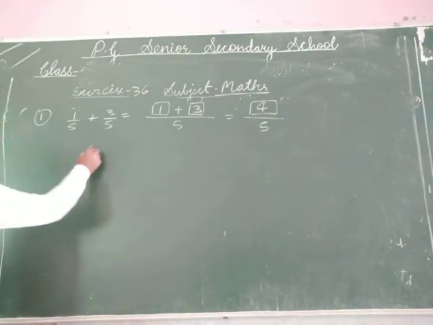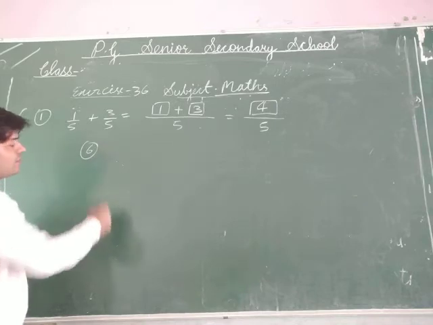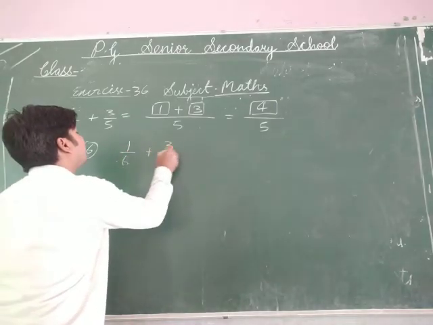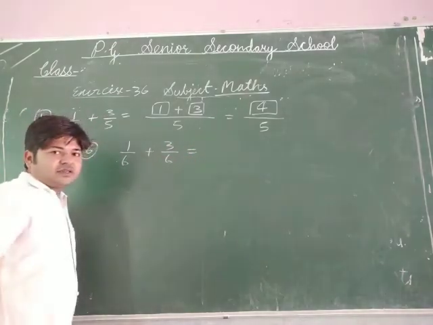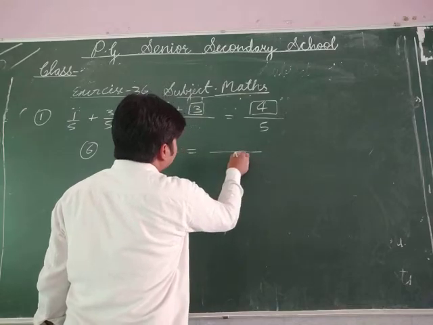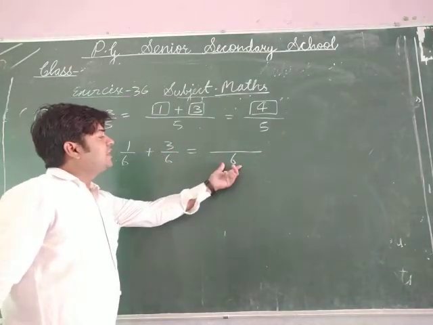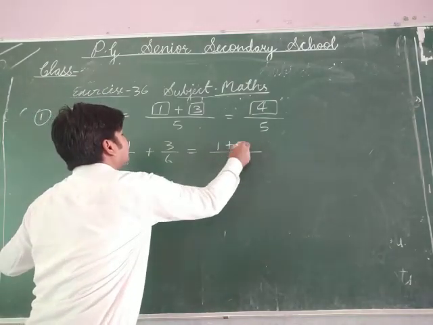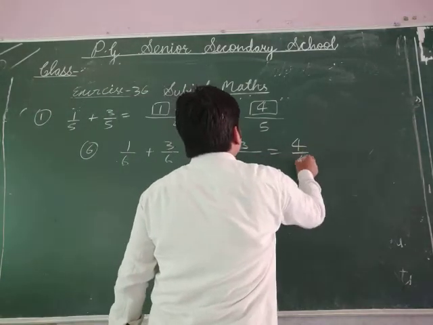Now I am going to tell you question number 6. 1/6 plus 3/6. So how will you add this? Firstly you have to write the division line, then you have to write 6 downside, and you add 1 plus 3 equal to 4/6.